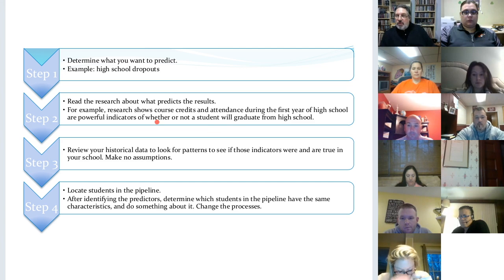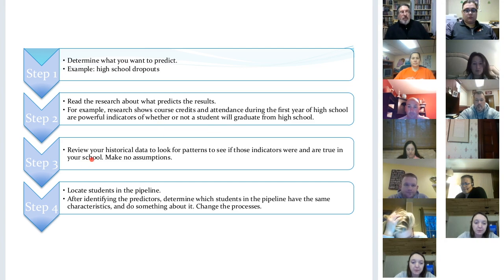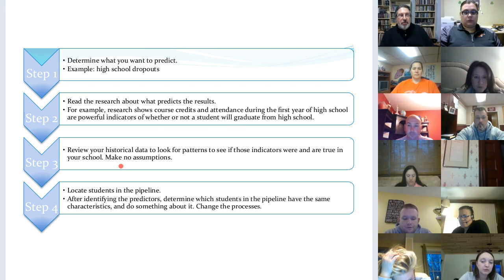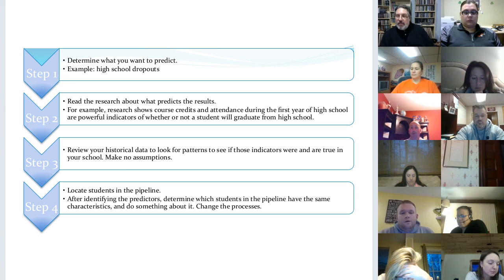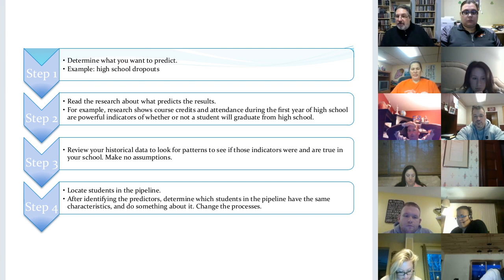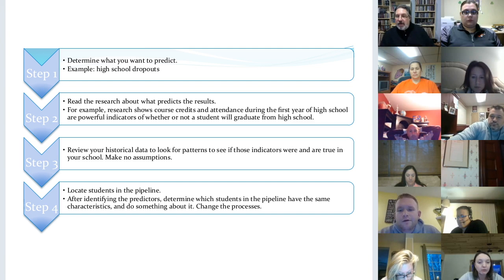So that's what the research says. So what would we do? Review your historical data to look for patterns to see if those indicators were and are true in your school. Now, Kobe, you're a dean. Do you know who it is in your high school that you could go to, who could tell you how many kids, what are the names of the kids and how many of them, maybe even broken out by another demographic factor like race or ethnic background or poverty? Who is behind in their accumulation of on-schedule course credit?